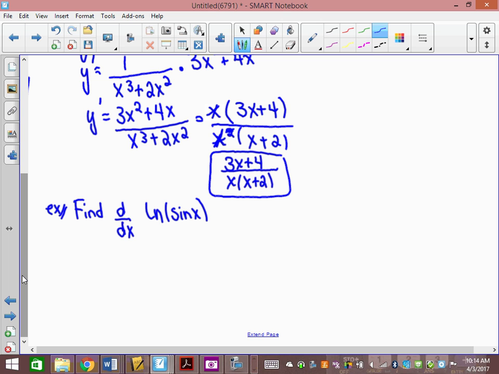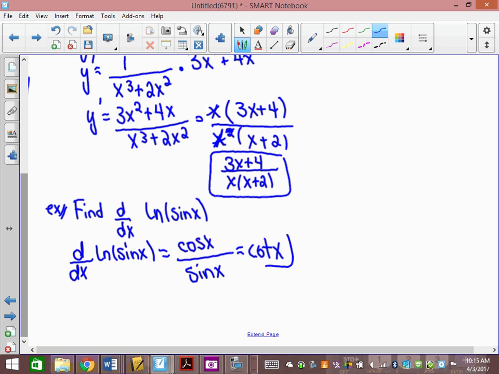It's actually really, really easy. All we do is we take whatever's in the bracket, put it on the bottom, and the derivative of it on top, right? So we do with ln. So d over dx of ln sine x equals sine x would go on the bottom. What's the derivative of sine x? Cos x, which is cotan x. Yep.